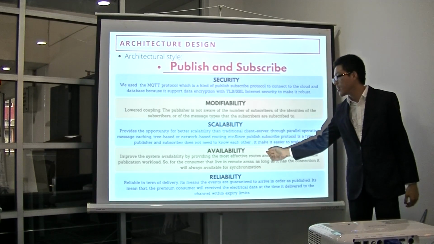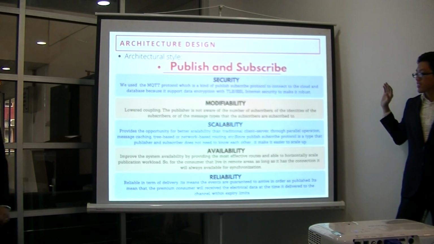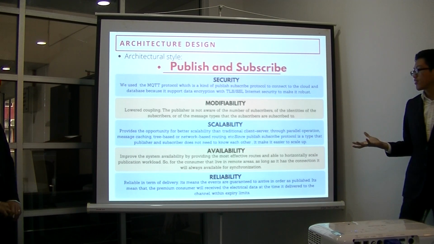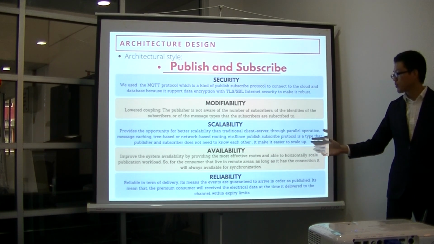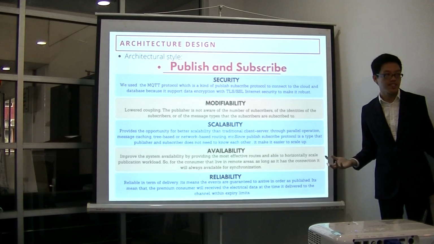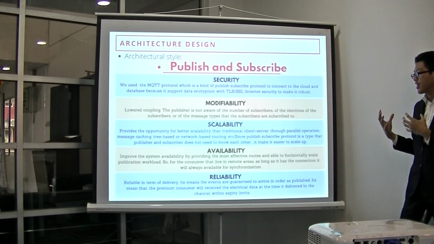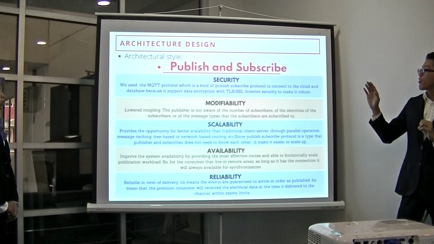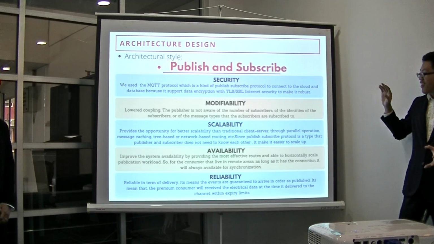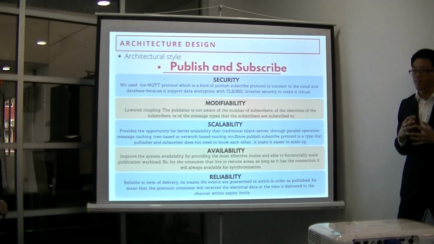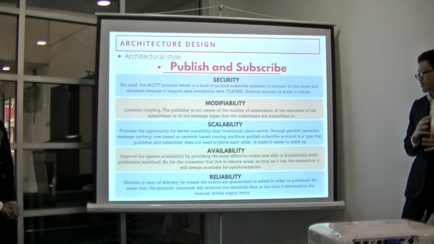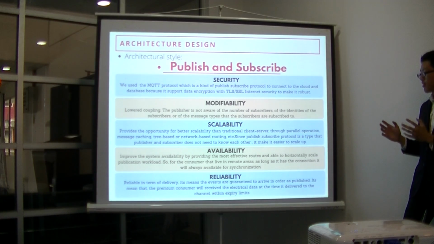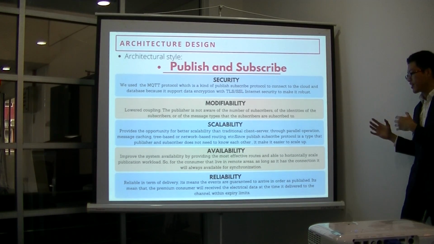Next is availability. The publish and subscribe style improves our system availability by providing the most efficient route and horizontally scaled publication workflows. So for consumers living in a remote area, as long as they have an internet connection, they are always in sync. And next is the reliability of the system. Publish-subscribe makes us reliable in the delivery of data, like electric consumption data. It guarantees delivery, arriving in order as published, meaning the consumer will receive the electrical data at the time it is delivered.